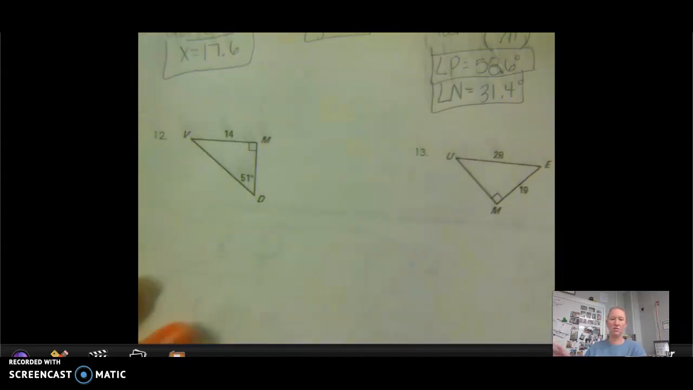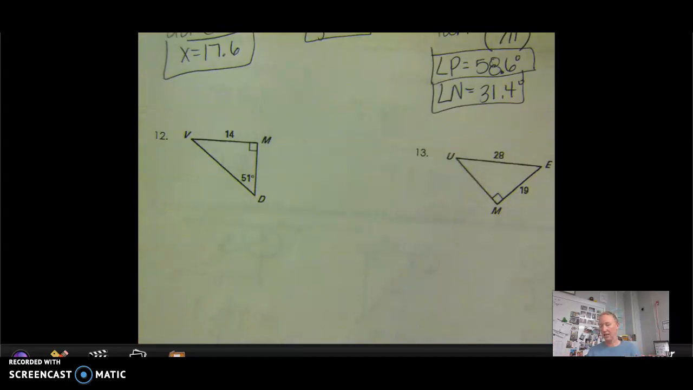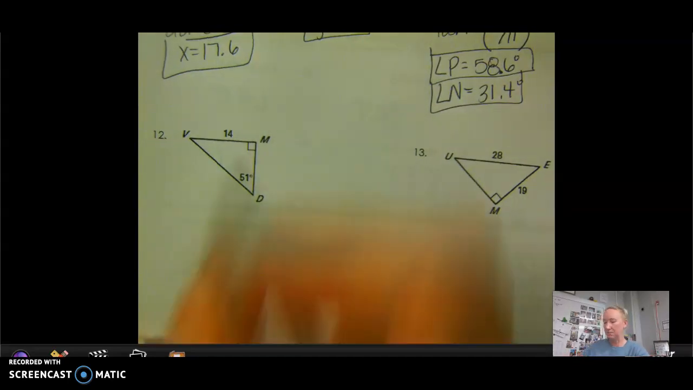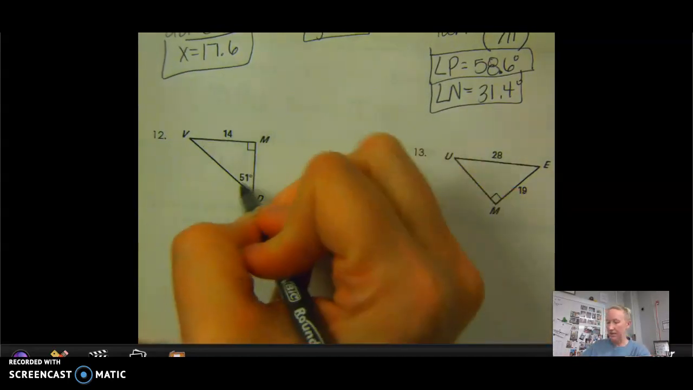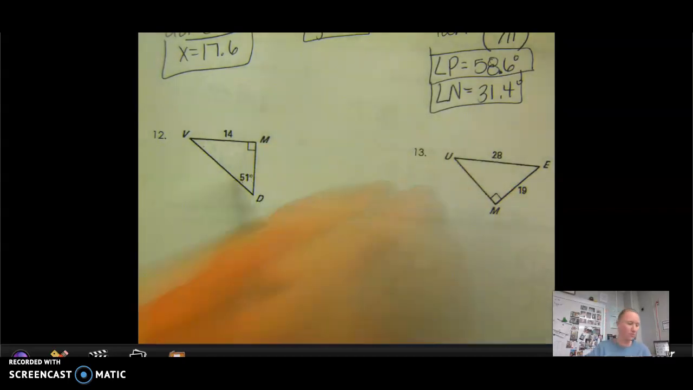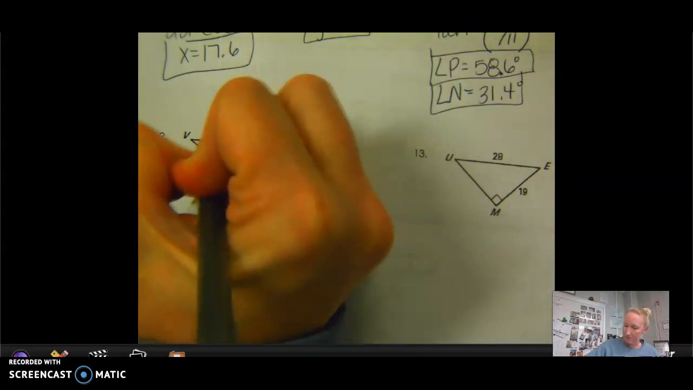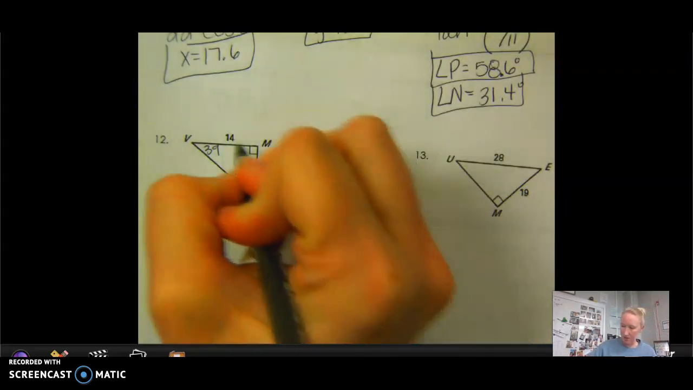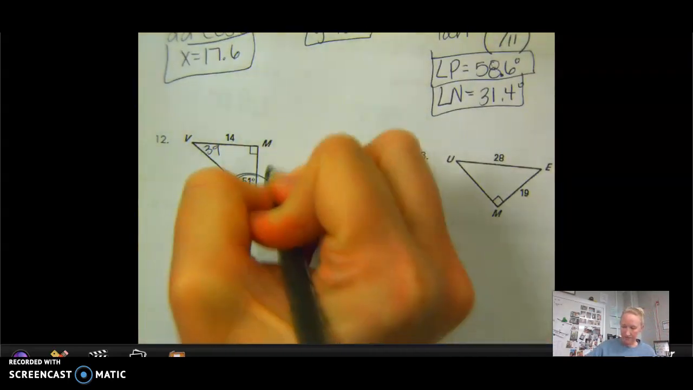So what I need for you to do is I need for you to pause me, try 11 and 12, find all the missing angles and side lengths, and then unpause me when you're done to see how you did. Okay, we're going to start with angle V. I'm going to do 90 minus this 51. So that gives me 39.